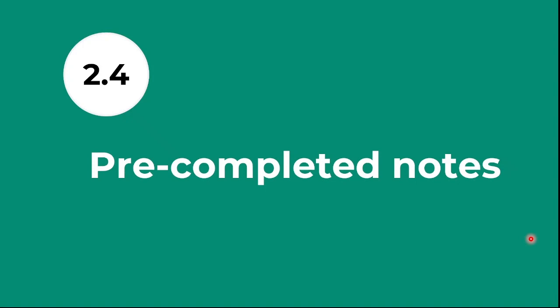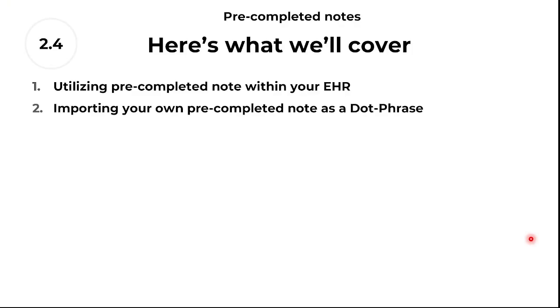This includes just the skeleton of the HPI and a pre-completed ROS and physical exam. And this just helps you save a few clicks. Again, it's just a part of your note speed strategy. It is definitely just supplemental to lessons 1 through 3, which are the most critical lessons.